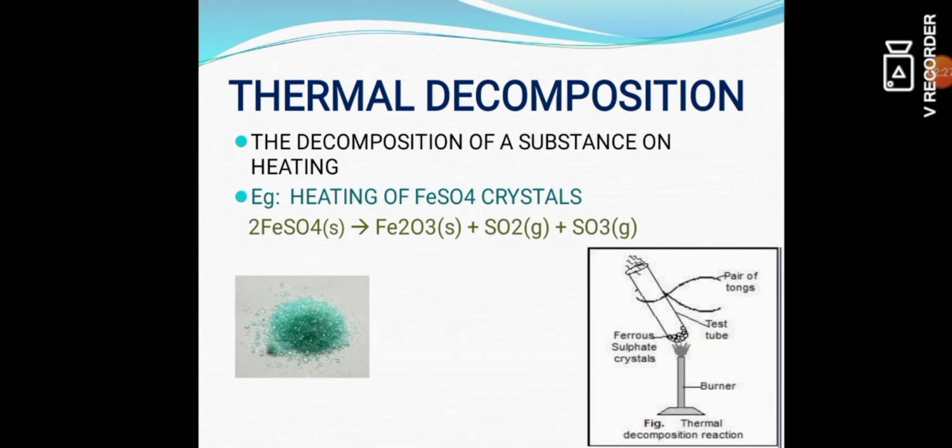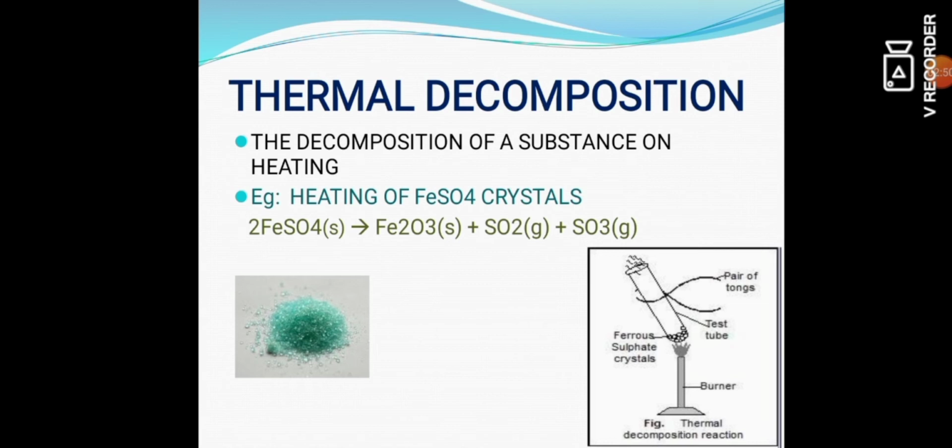After this experiment, you can see that the color of FeSO4, that is green color, gets converted to black color, that means light black color. That light black color represents the ferric oxide. This is the first example for thermal decomposition reaction. That activity is given in your textbook also, activity 1.5.